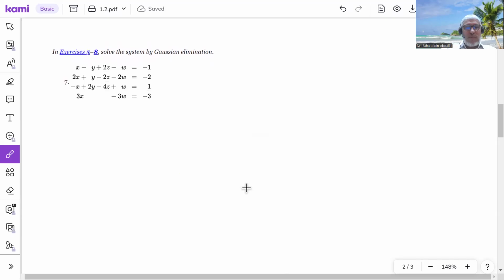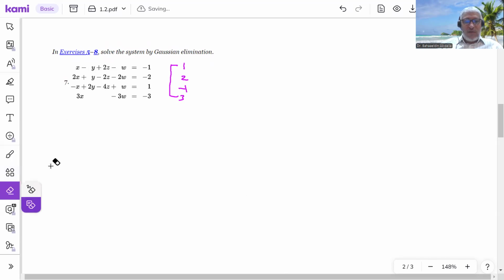Let us solve some exercises. He asks here to solve this system by Gaussian elimination. So the first step would be to write the augmented matrix. The variable, you can write rows or columns as you wish. I will use columns. So the column for x, the coefficients of x, 1, 2, -1, 3. These are the coefficients of x, okay?